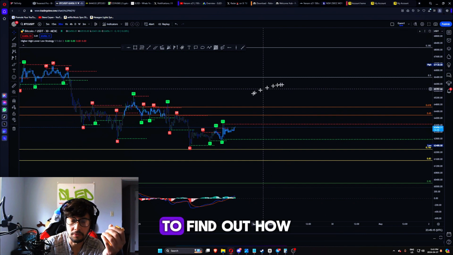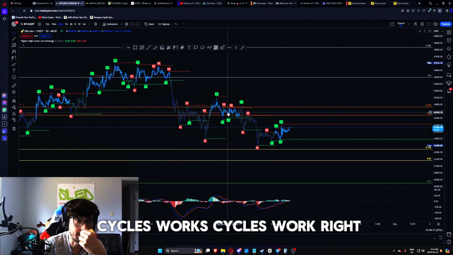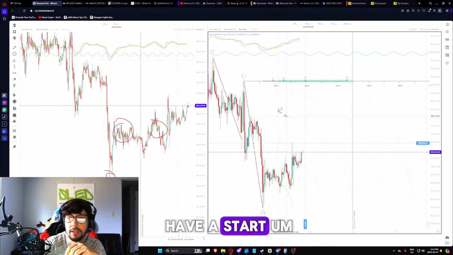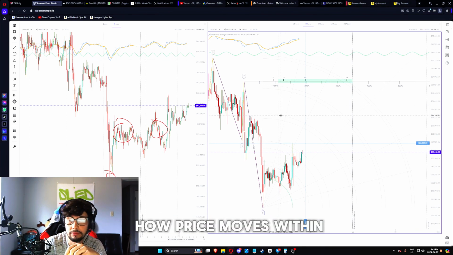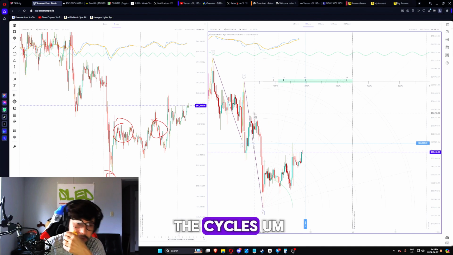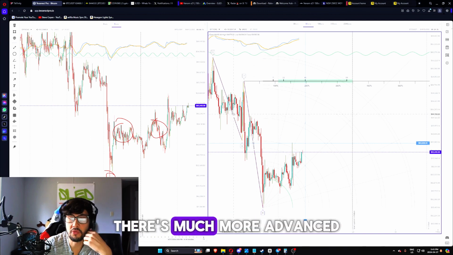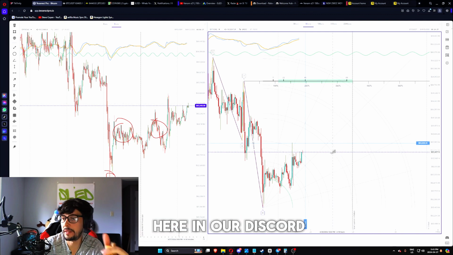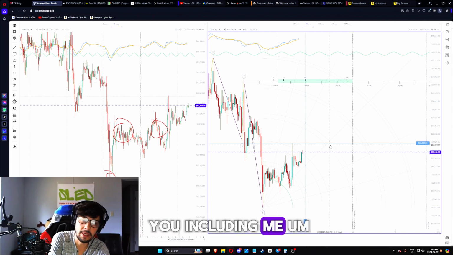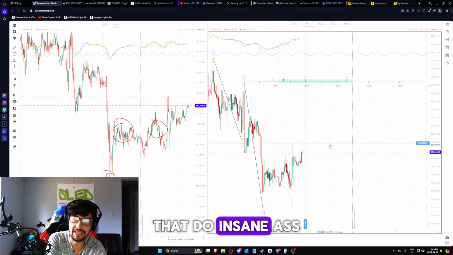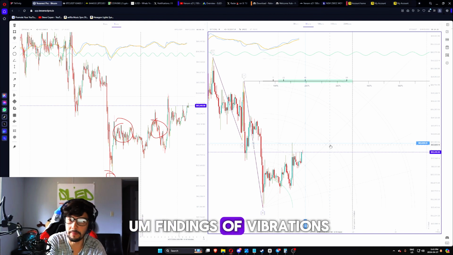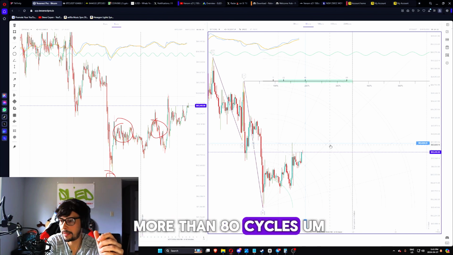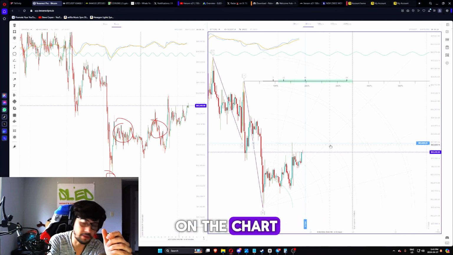Market Matrix, to find out how cycles work. Right, all cycles have an end. All cycles have a start. You can find out how price moves within the cycles. There's much more advanced stuff that I know how to do, and there are people here in our Discord to explain it to you, including me, that do insane findings of vibrations and these cycles. There's more than 80 cycles on a chart. You don't need to know all of them.